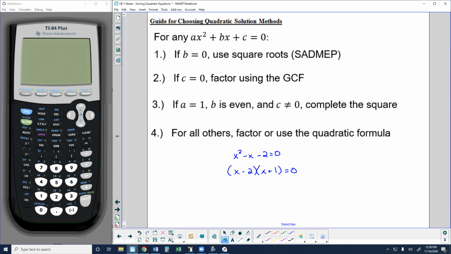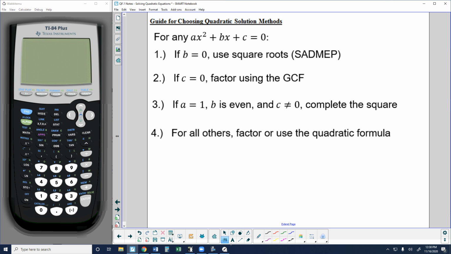If it was maybe 3x squared plus 4x minus 9 equals 0, maybe we can factor this, maybe we can't. But this is probably not very easy for us to factor, so we probably want to use the quadratic formula in that case. It's going to be a little bit quicker. If you get really good at factoring, factoring is going to be the way to go more often than not. It can definitely save you some time if you factor quickly and efficiently.